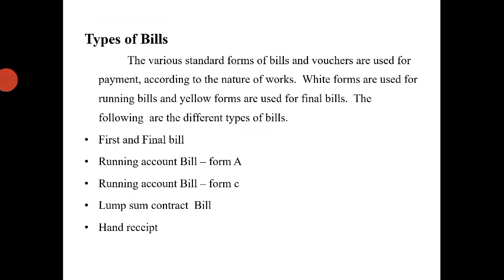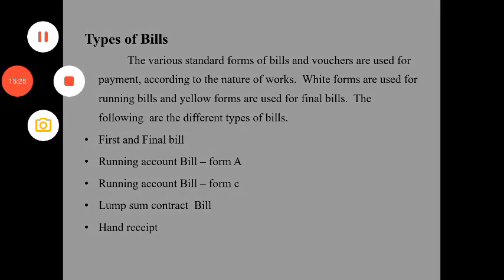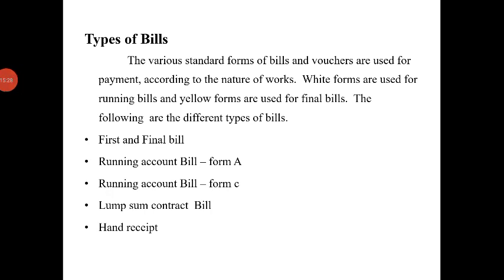Then the types of bills. The various standard forms of bills and vouchers are used for the payment according to the nature of works. White forms are used for running bills and yellow forms are used for the final bills. The following are the different types of bills. So now you see that there are two major types of bills. One is the running bill and the second one is the final bill.